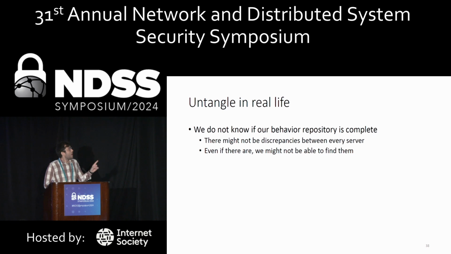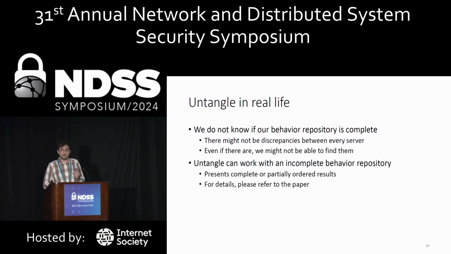Untangle in real life, however, might not work exactly like this, because we made an assumption that we have a complete behavior repository. We assumed that we knew everything about these servers, and that we were able to find everything about them. However, in real life, there might not be discrepancies between these two servers, and even if there are, we might not be able to find them.